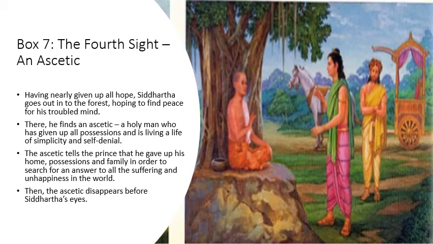Now, an ascetic is a holy man who has given up all possessions and is living a life of simplicity and self-denial. And in this picture you can see the ascetic sitting cross-legged on the tree stump. He is thin, he is wearing rags, he does not look in any way as rich and wealthy as the prince does, in contrast. And the ascetic tells the prince that he gave up his home, his possessions, and his family in order to search for an answer to all the suffering and unhappiness of this world. And then, having said that, the ascetic disappears before Siddhartha's eyes. So this was his 4th and final sight, and one which is really formative in what happens next.